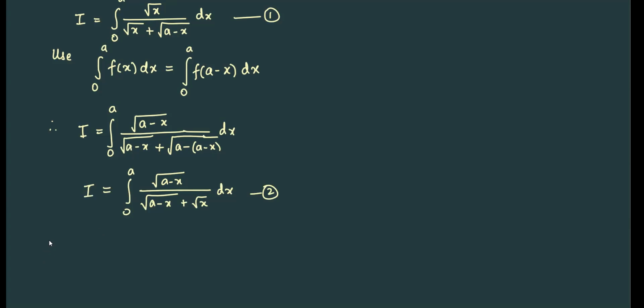So add 1 plus 1. Why am I adding? Because I see the common denominator. I can add. And when I add, the numerator will be equal to the denominator. This is the first term. A minus x dx. And this will be the second term.